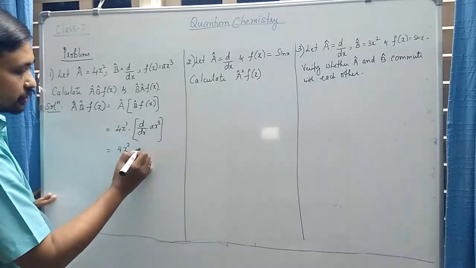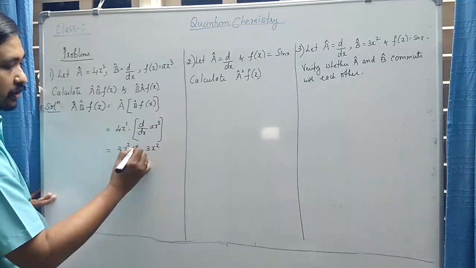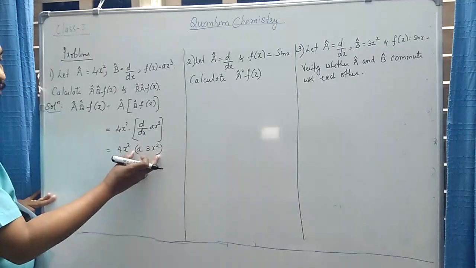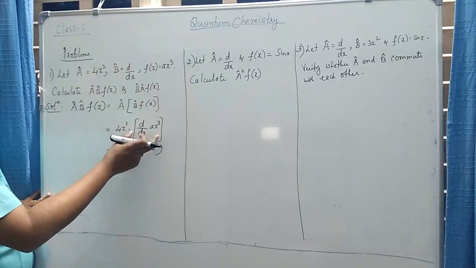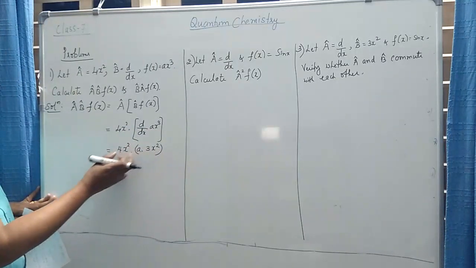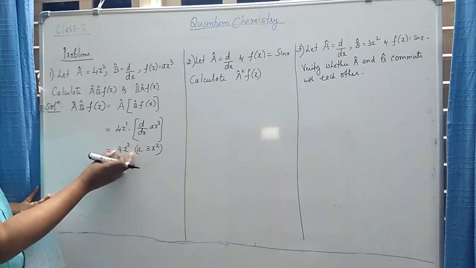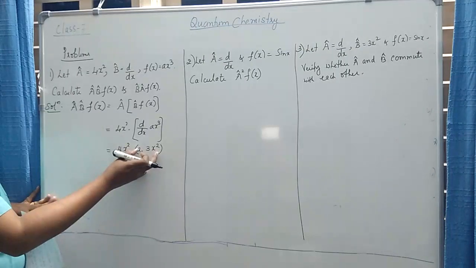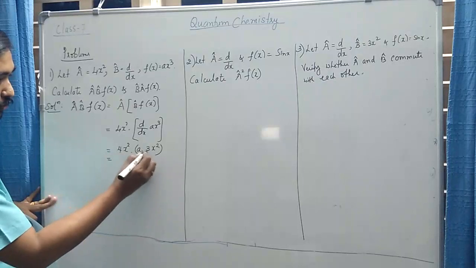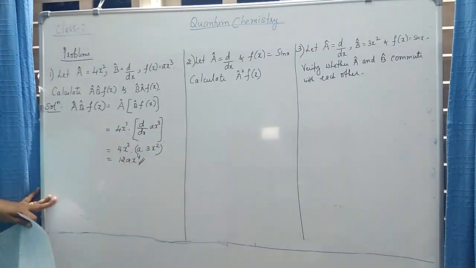Differentiate. a is a constant, so the differentiation of x cube is 3x square. The term that I have written inside the bracket is the result of the application of the first operator, a into 3x square. Now this resulting function is acted on by the second operator, A, which is a multiplication operator. So we have to simply multiply this term by the operator 4x square. So this comes as 4 into 3, 12a x to the power 4.